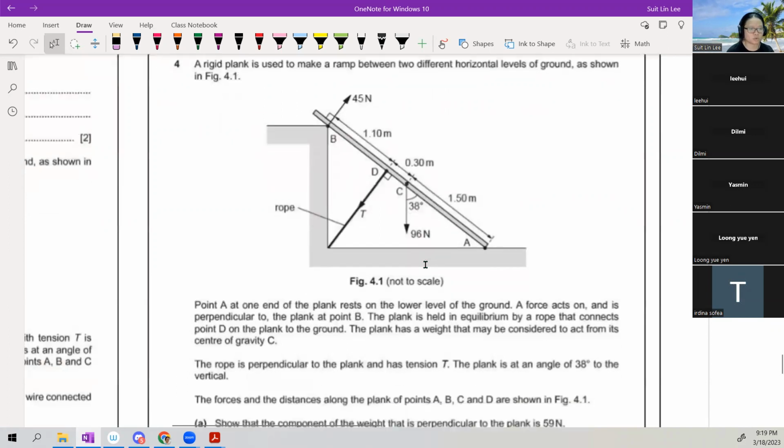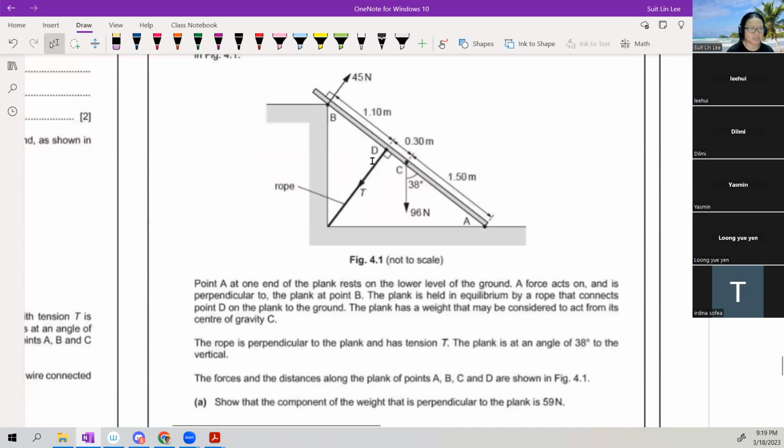This thing is held in equilibrium because there's a rope tying it down. This is like a ladder, you know, you're going to climb up some high building or the side of a cliff, you can tie a ladder this way. So the plank is held in equilibrium, so the thing is not sliding or rotating, by a rope that connects point D on the plank to the ground. So D is here, ground is here.